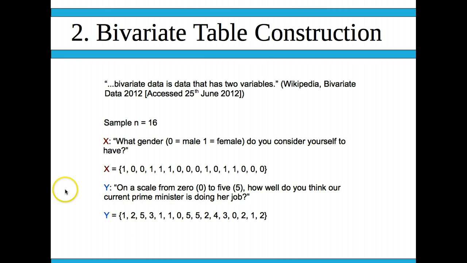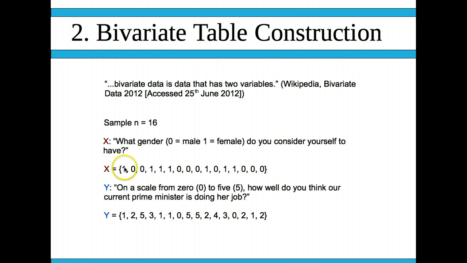This is our second variable, and you might notice that I've aligned them here together, and that's because this person here who answered female also answered a 1 on this second question. And it goes on. So this person here who's a male answered that they think that the Prime Minister is doing a 2 on her job as being a Prime Minister, and so on. So each of these observations is a pair, and they're coupled to a respondent.